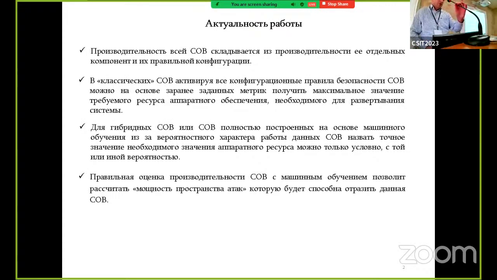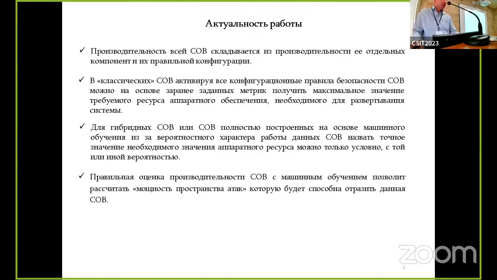Актуальность темы. Производительность всей системы обнаружения вторжений складывается из производительности ее отдельных компонентов и правильной их конфигурации. Это такая аксиома. В классических системах обнаружения вторжений мы понимаем детерминированные системы. Это Snort, Suricata, если open source, или Cisco NGFW, различные firewall. Активируем все правила и максимальную глубину погружения, и мы получаем тот аппаратный ресурс, который нам необходим.